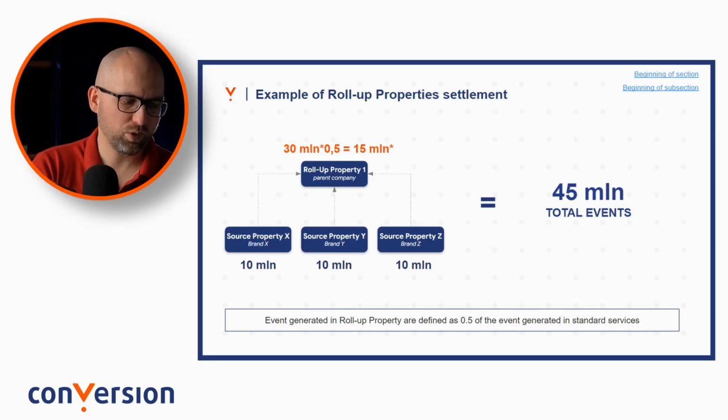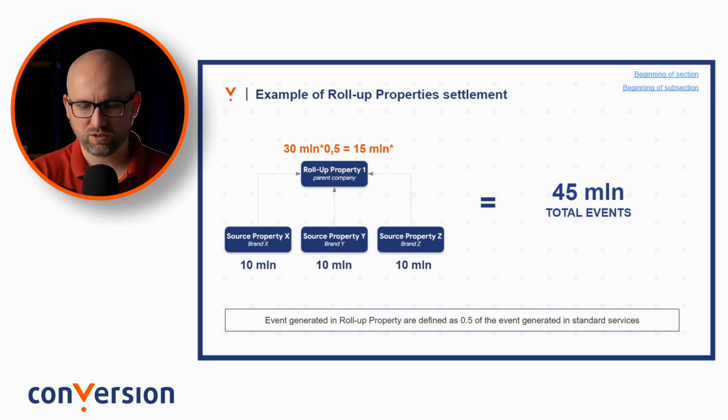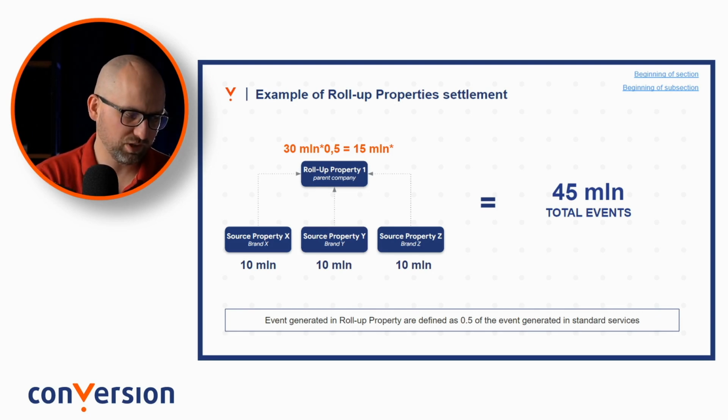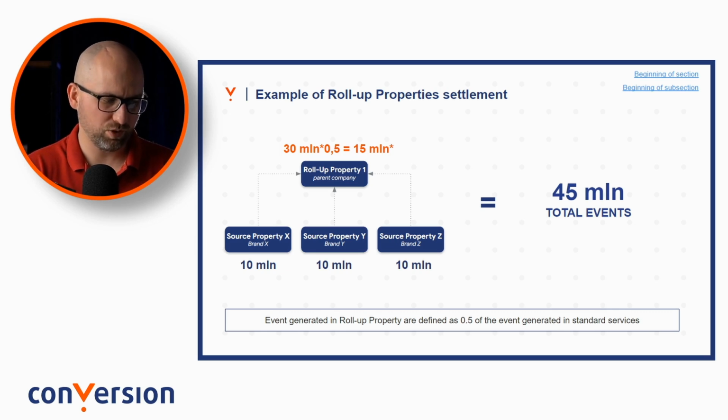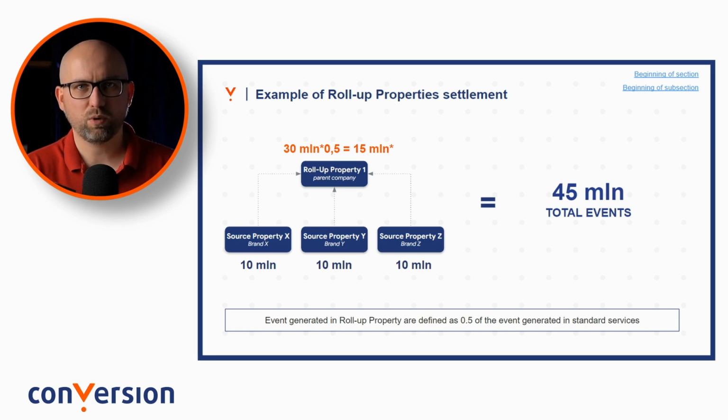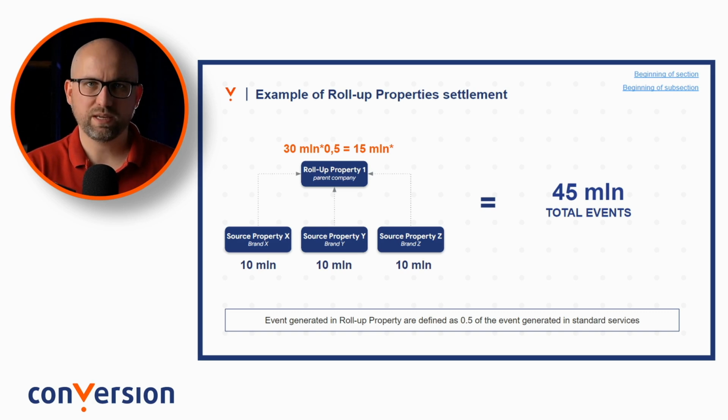And now, when it comes to having defined the events that will be accounted for, the second step in all of this is to consider whether we will be using rollup property or subproperty, because in this case, they will be accounted for a bit differently. When we want to use rollup property, and let's assume that in source properties X, Y, and Z, as you can see now on the screen, we have 10 million each, and we want all these events to be visible simultaneously in the rollup property, then we multiply those events by half, meaning the sum of all these source properties is multiplied by 1/2. In total, we then have 45 million events subject to accounting.